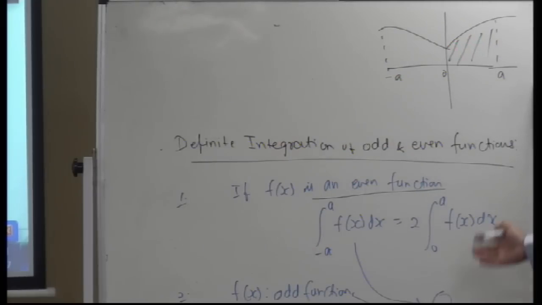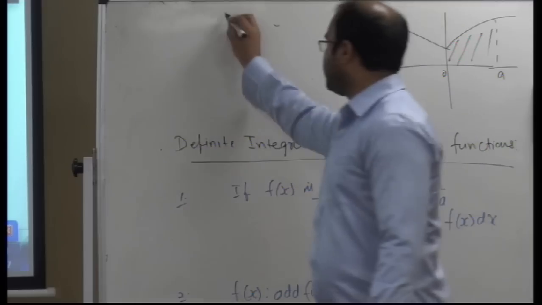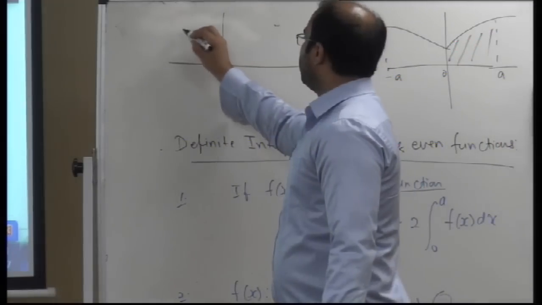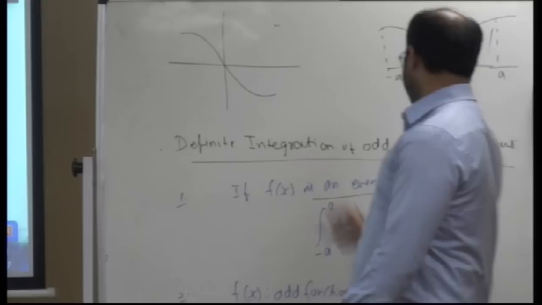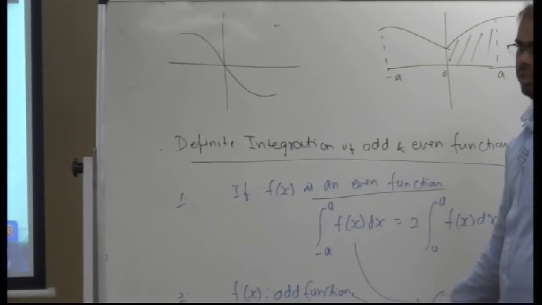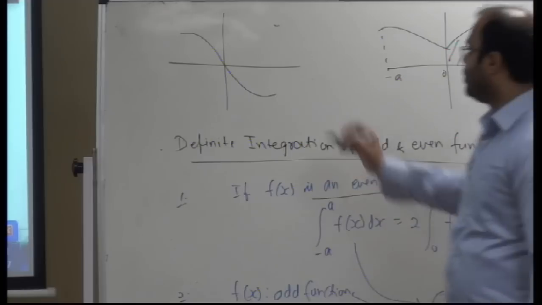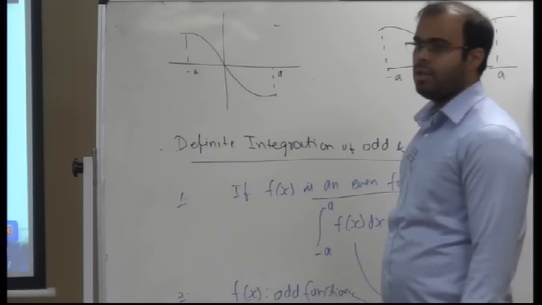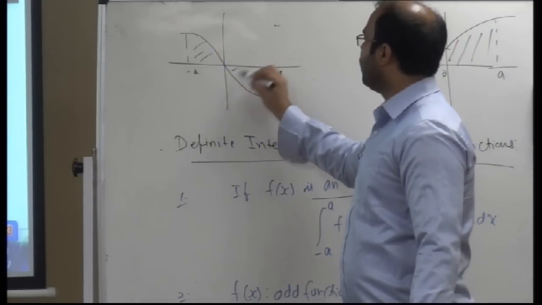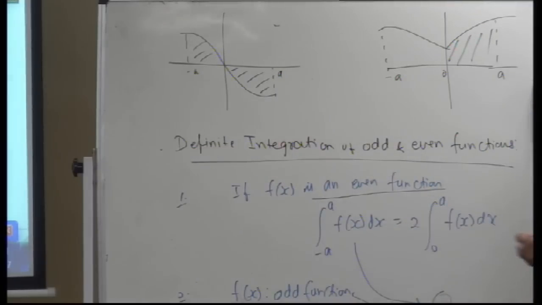And if it is an odd function, it is actually symmetric about the origin, as you remember. This is a function, and this is minus a and this is a. So both the areas will cancel each other, because both are algebraic areas, negative and positive. So you will get a value which is 0.